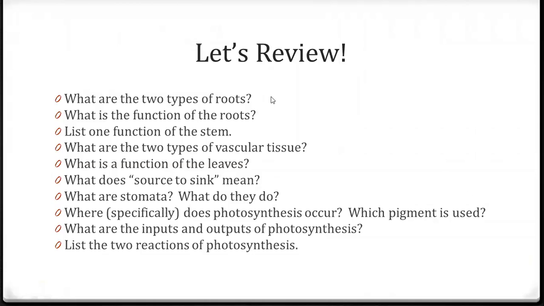Okay, so the two types of roots are tap roots and fibrous roots. The function of roots is to take in minerals and water from the soil. One function of the stem would be to provide support, but also transport. Vascular tissue would be xylem and phloem. The function of leaves is to perform photosynthesis.